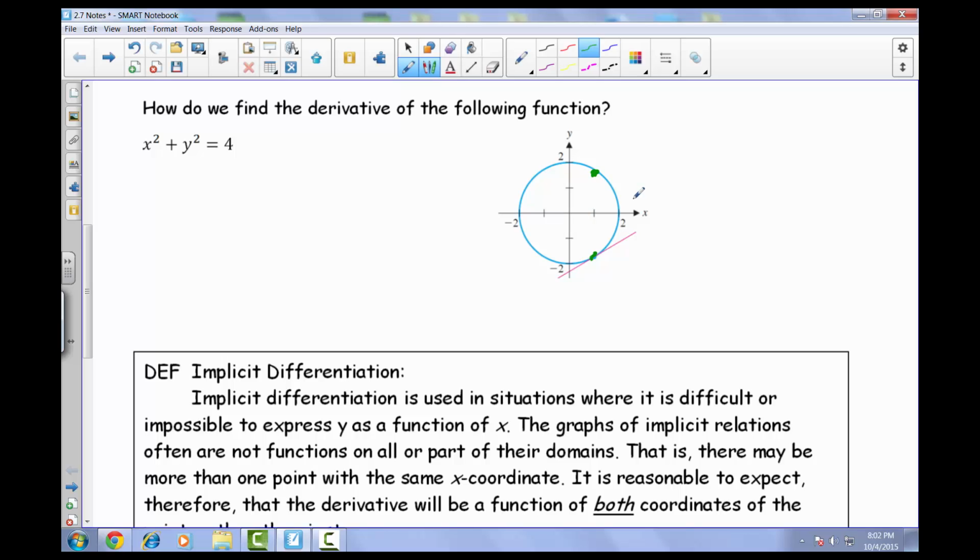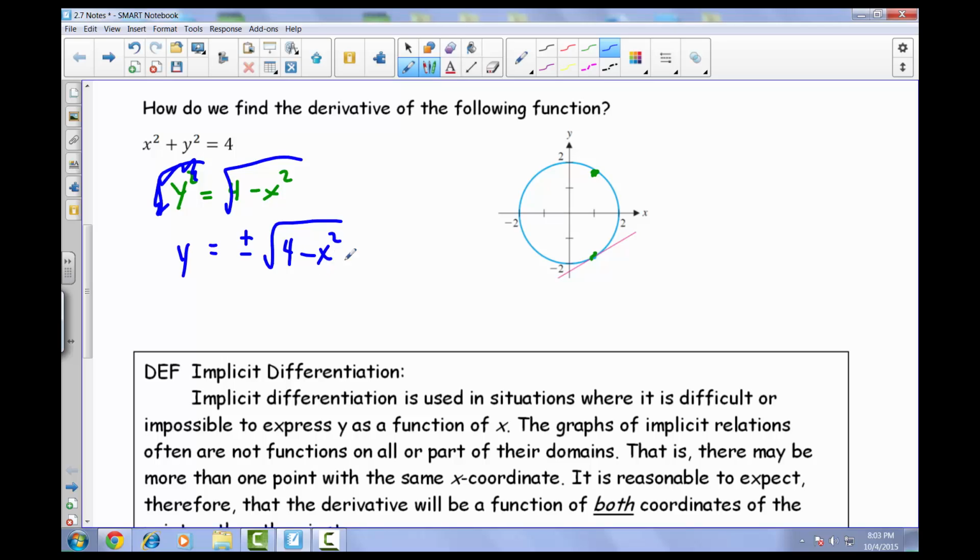Now you could still solve for y here by subtracting x squared, ending up then with y squared is equal to 4 minus x squared. And then just take the square root of both sides. So the square root cancels out with your square, leaving you with just y is equal to plus or minus the square root of 4 minus x squared.